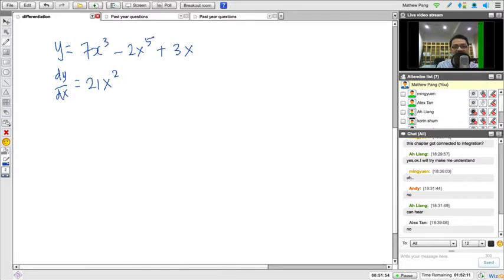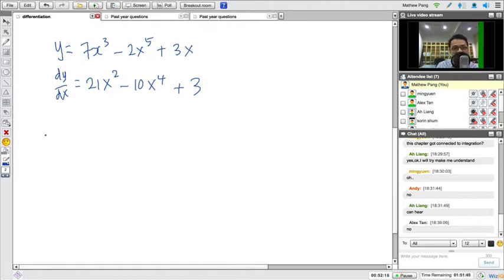Same for this one. You see 5 move in front. I will have 5 multiplied by 2, right? So negative 10x. The 5 will be minus 1, so power 4. And then just now I said if you see 3x, you differentiate, you will straight away get 3. Okay, so far should be okay, right? Because this one is quite simple.